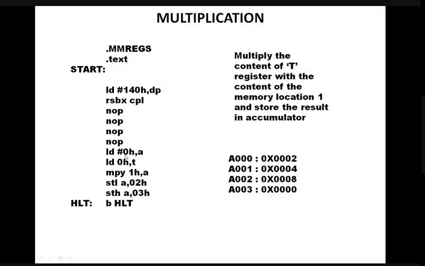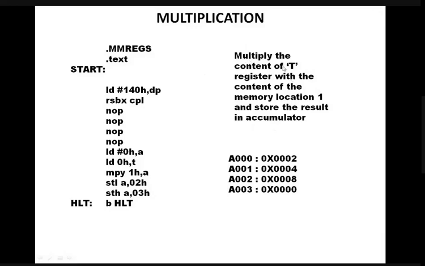And then LD #0H, A means load the accumulator with immediate constant 0. This is something like clearing the accumulator. So now we are clearing the accumulator. Then LD 0H, T. So load the T register. It is something like a temporary register. You can see the top right corner of the slide. All are requested to look at the top right corner of the screen.